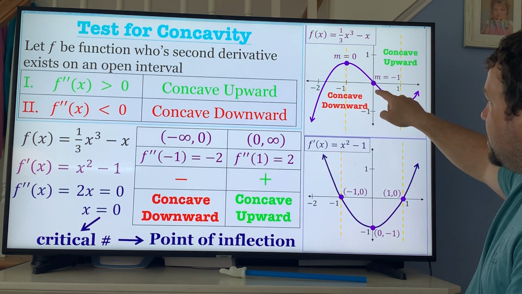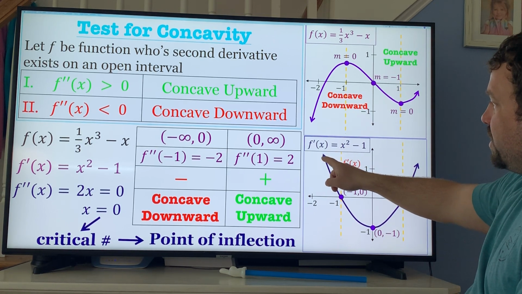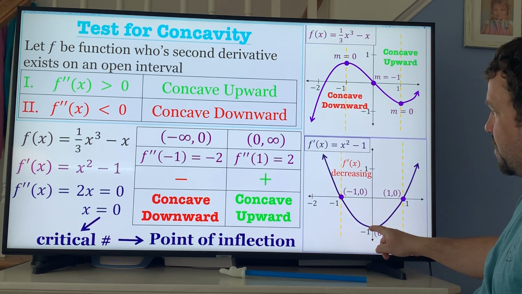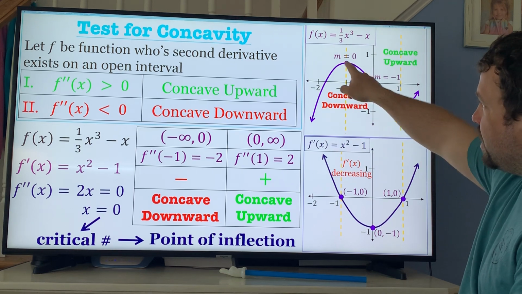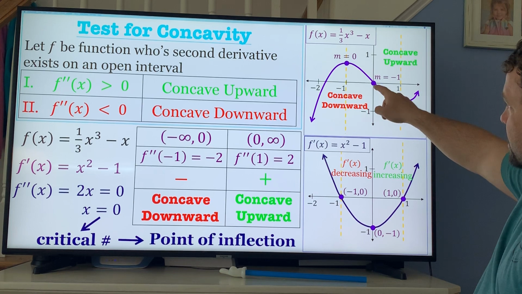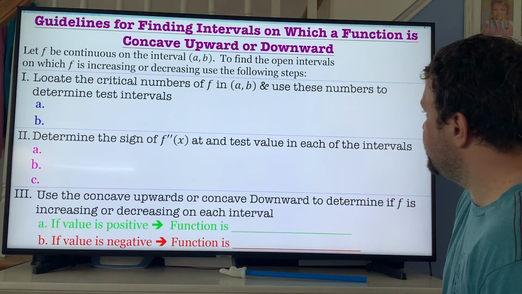Now, if I looked right here, this is the derivative. So when my derivative is decreasing, it means it has a negative slope, and the slope's going down the whole time, right? So look at, as the slope goes down here, concave down. Then when the slope increases right here, it's concave up. All right? So that's the relationship of these two.